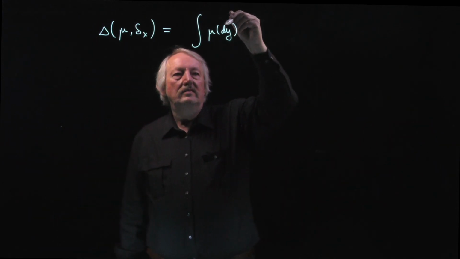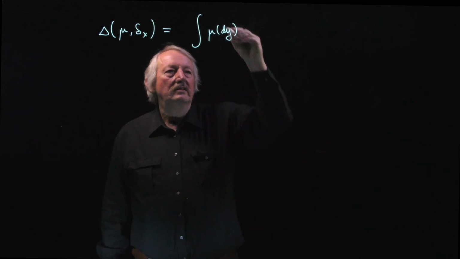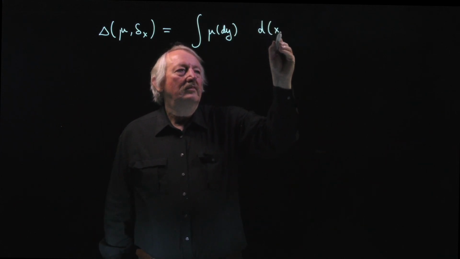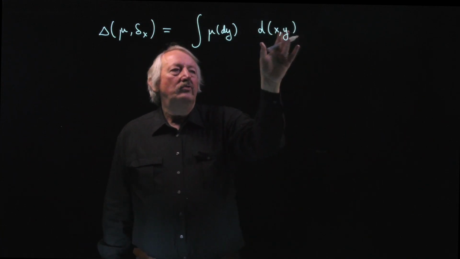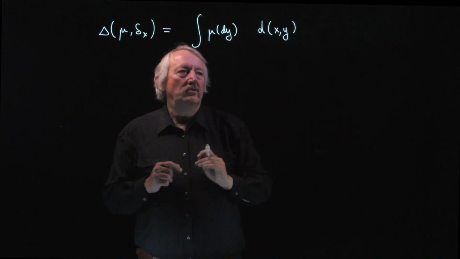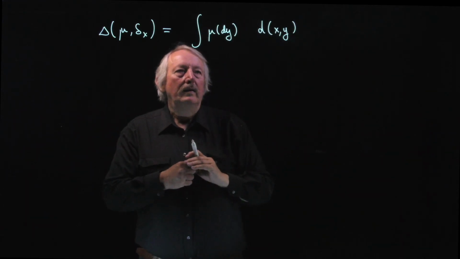So d here is the typical integration d. This d is, of course, the metric. So we're just averaging the distances from the point with respect to that probability measure. That's an expectation value, right?